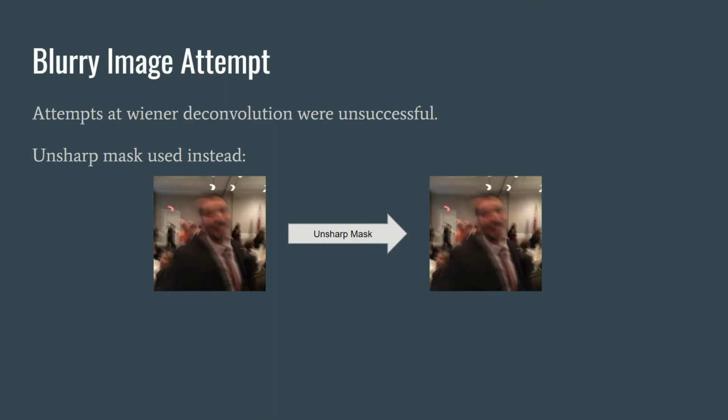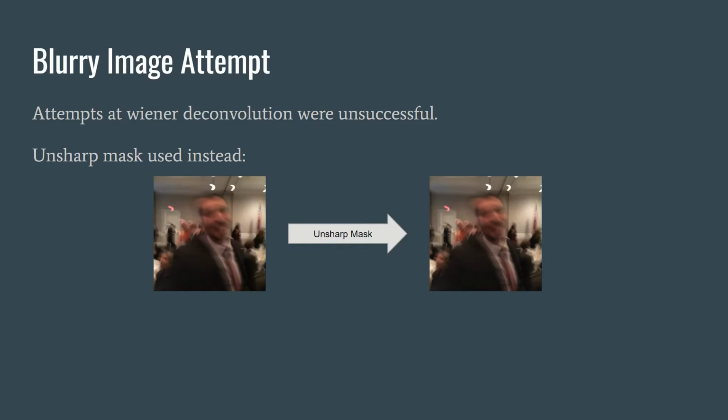Finally is the blurry image attempt. I say attempt because overall the results were not good. My attempts at Wiener deconvolution almost unanimously introduced more noise than they removed. I think this may be because the kernel I was using for the deconvolution of this image wasn't able to account for the curved nature of the motion blur, and as a result, often introduced more noise than it removed.